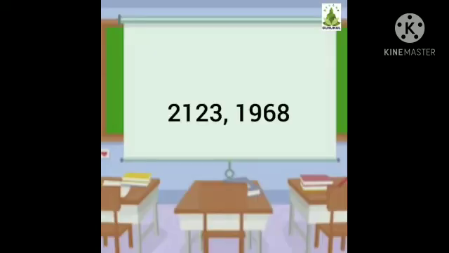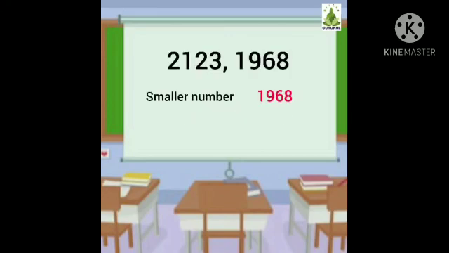If both numbers have 4 digits, the number with the bigger 1000 digit will be bigger. For example, 2123 is compared with 1968. Here, observe 1000 places. So 2 is bigger here at the 1000 place. Smaller number is 1968 and bigger number is 2123.